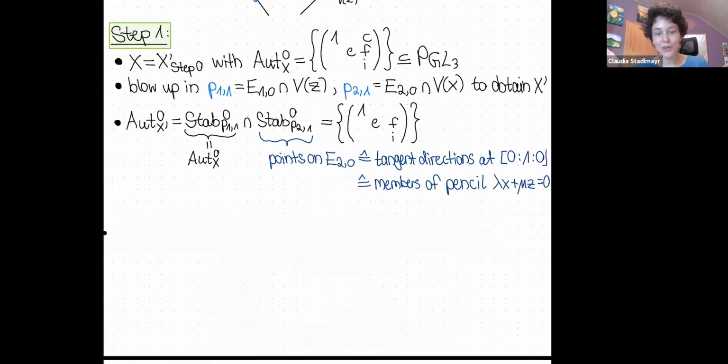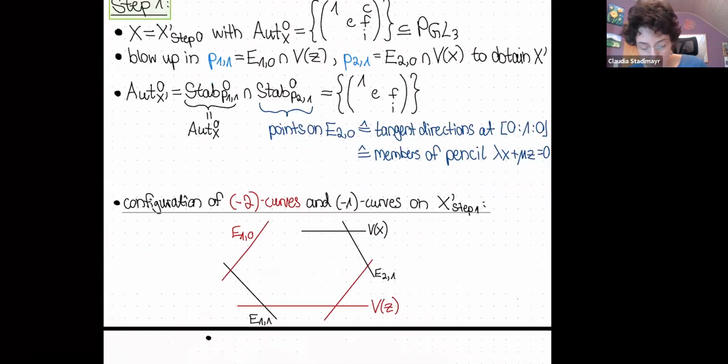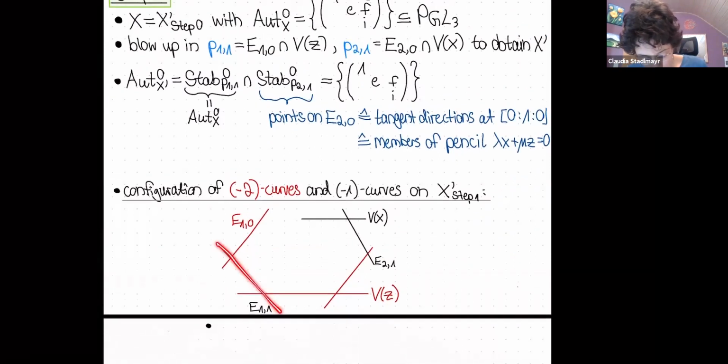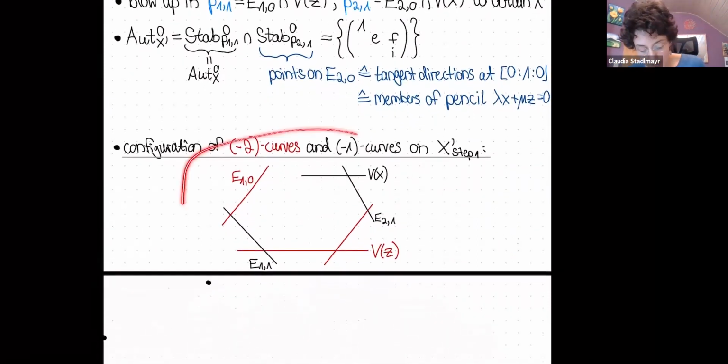Okay, and again, I give you the configuration of -2 and -1 curves in this example. Now we have here the 2 exceptional divisors and one additional -2 curve, the strict transform of x equal to 0, which is there because we've blown up 2 times on this line, so it becomes a -2 curve. And for this example, let us observe that this is not a strong or honest del Pezzo surface anymore, since we have -2 curves in there. It is only a weak del Pezzo surface.